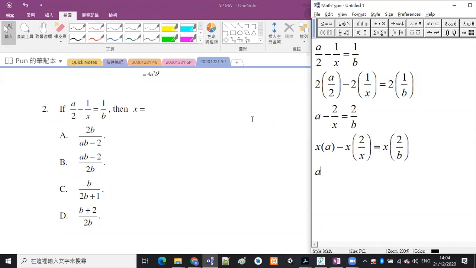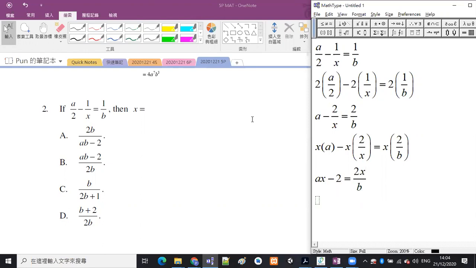Okay, it's ax minus, so this x and x will be cancelled. So what is remaining is just 2. And then for the right hand side, the x and b cannot be cancelled, so x should be multiplied to the top part. x times 2 should be 2x. Okay, and the b is still here.